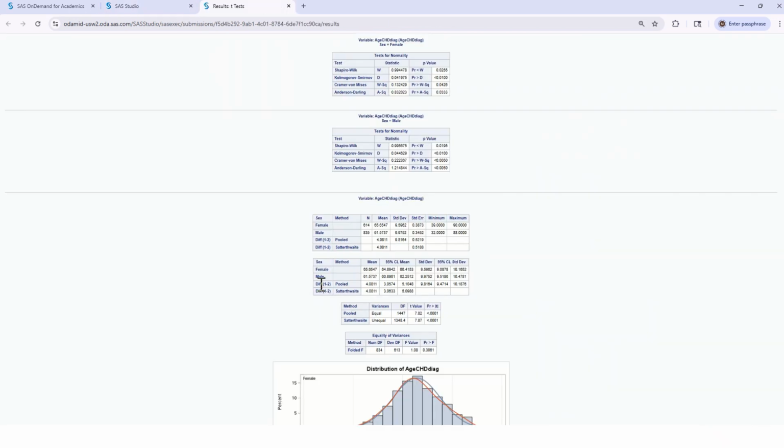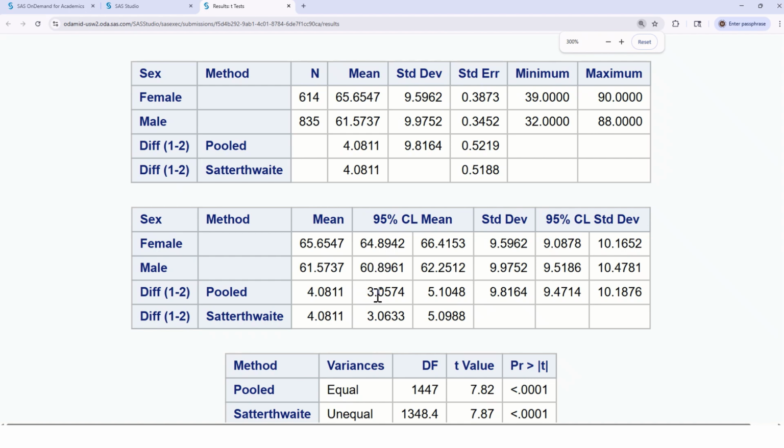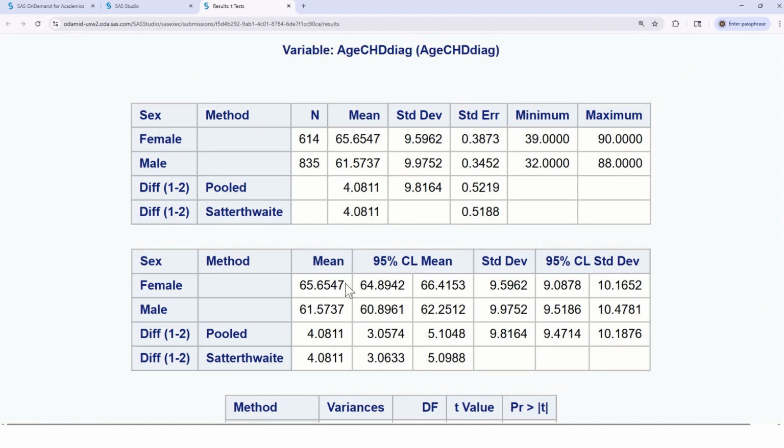Okay, so here are our results. This is table number 4 from the top, probably. We see that women on average are diagnosed with chronic heart disease at the age of 65.6, while males are developing chronic heart disease at a much earlier age, almost 4 years earlier, at the age of 61.6 years. And that is a difference of 4 years. So the males are developing chronic heart disease 4 years earlier than females, right?